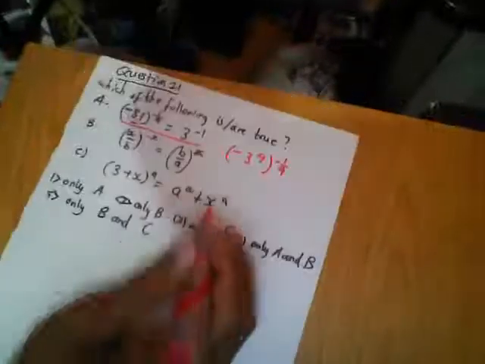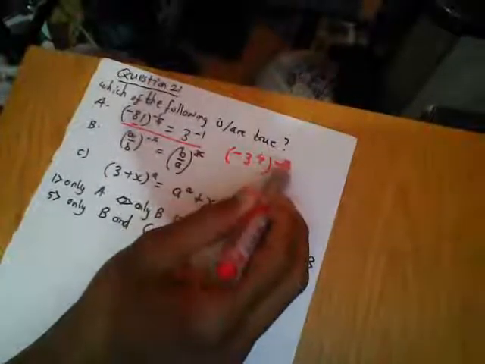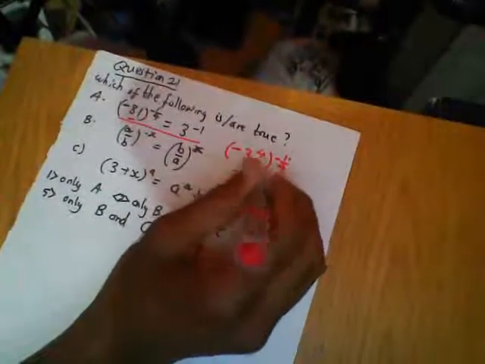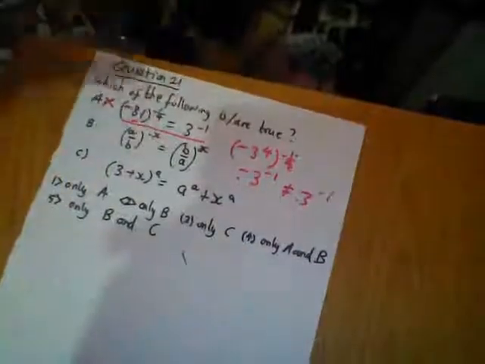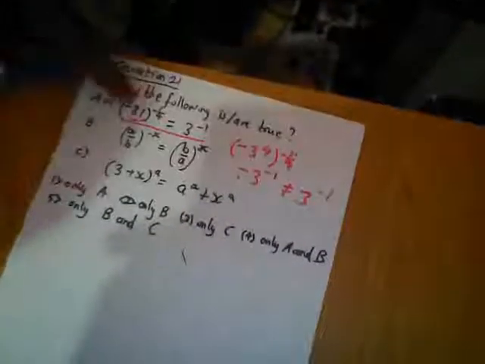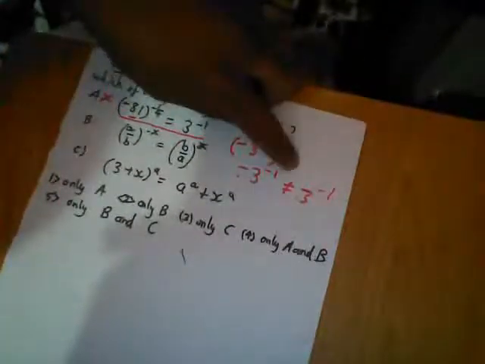So we're going to say this is going to be, we have a negative there and then 3 power 4, because of the negative just there, and they have a negative 1 over 4 outside. So now we can simplify this: 4 times negative 1 is negative 4, divided by 1, negative 1. It's going to be negative 1. But this is not equal to 3 power negative 1, because this has a negative, this has a positive. So A is not true.